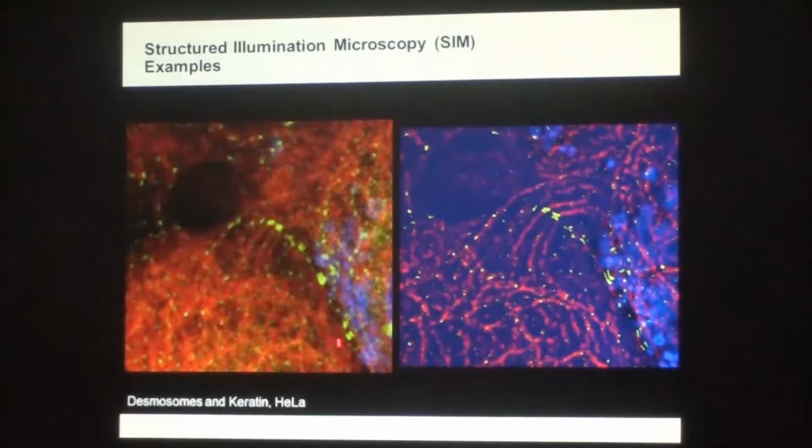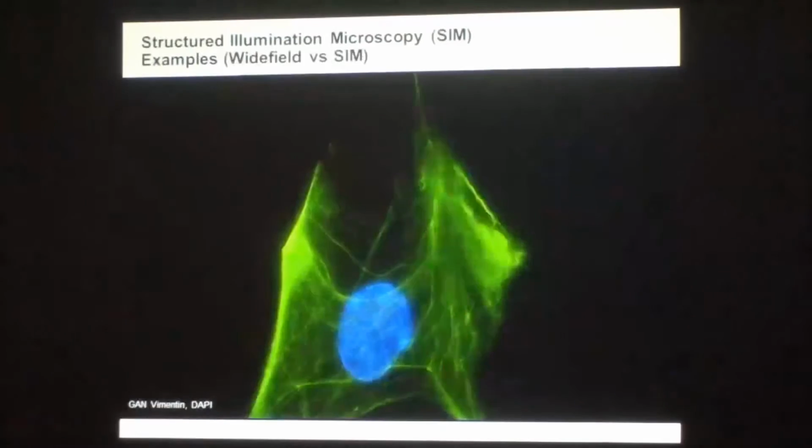connections. As you can see, in a regular confocal you can pretty much make out a few of those, but in very hard places you cannot make out those junctions, which is very clearly resolved with this system.